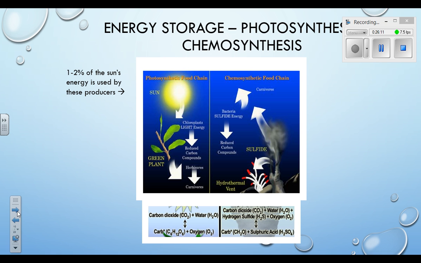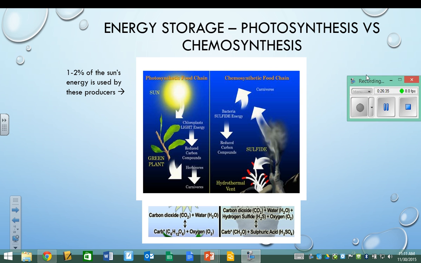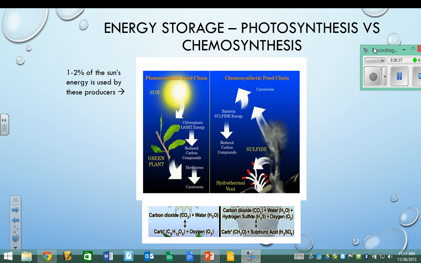So what we need to do next is focus a little bit on energy storage. We already know about photosynthesis, but what we don't know a lot about is chemosynthesis. Photosynthesis is the way most food chains work, but there are some food chains that cannot rely on the sun. So I've made a little chart here to compare what's going on, and I'm going to highlight the things that I think you need to know.